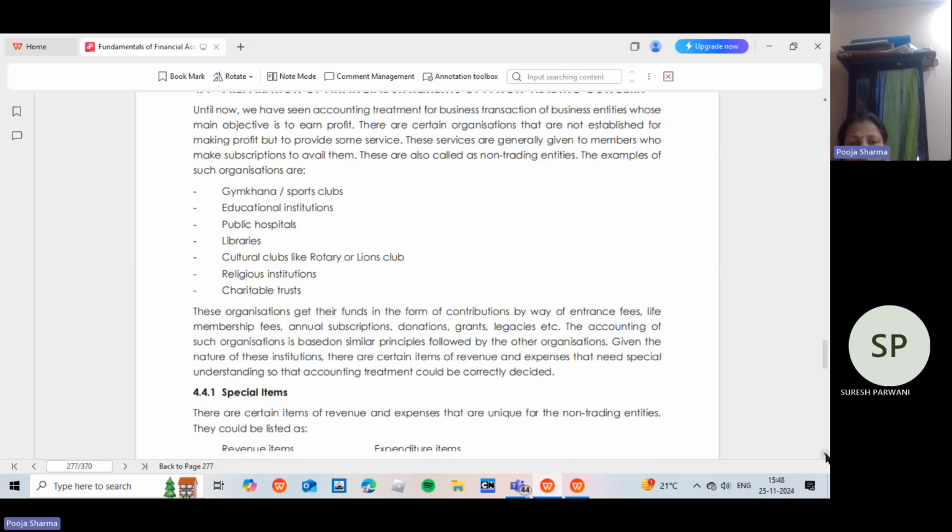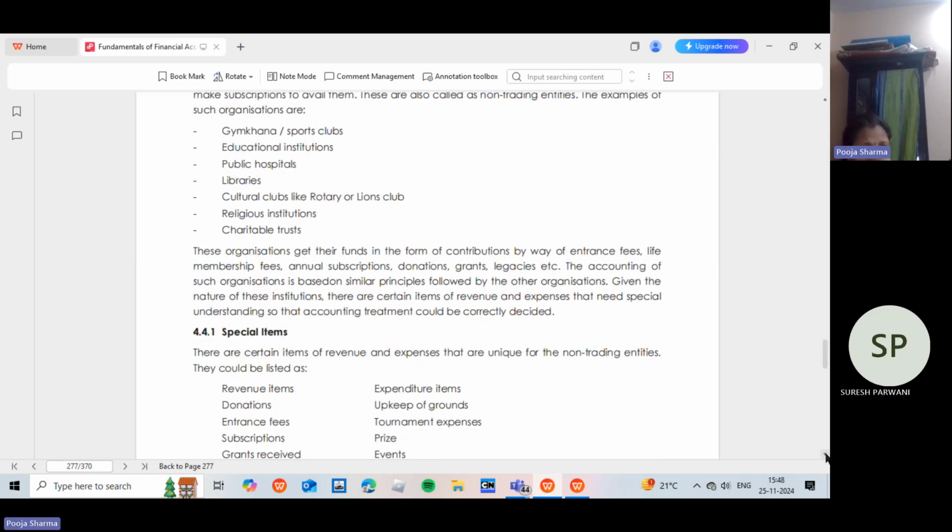Let's see one by one. Each item we will read. Special items we have given. These are the revenue items. These are items of revenue expenses that are unique. These are unique items that are only included in the receipt and payment account, not in the P&L or trading account. These are of a revenue nature, so they will all be included in the receipt and payment account. Revenue items: donation, entrance fees.